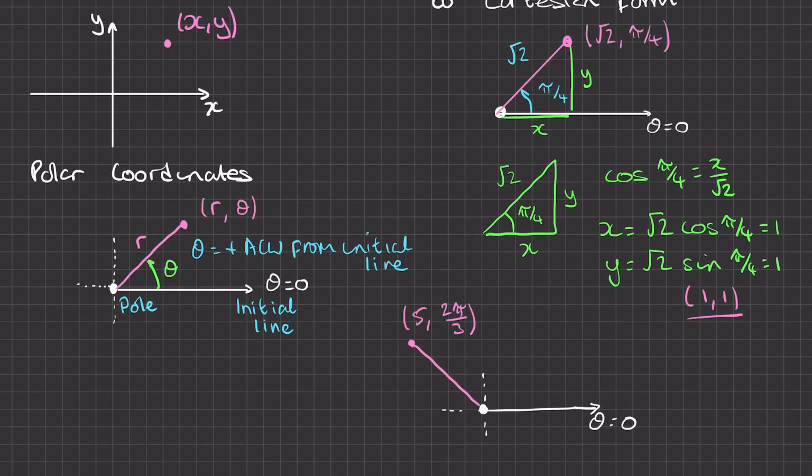Okay, so in this example, we've been given the polar coordinates 5 and an angle of 2 pi over 3. So we're going to work out the Cartesian coordinates. But we need to show that this angle is 2 pi over 3 from the initial line. And to create this as part of a right angle triangle, I'm going to consider this triangle, which means we need to work out this angle. But if this is pi, and this is 2 pi over 3, this angle will be pi over 3.